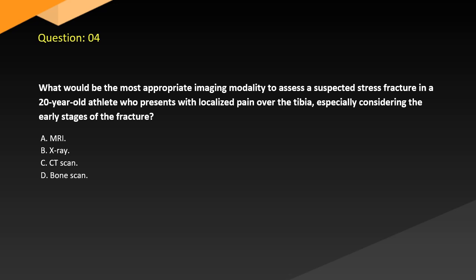Question 4. What would be the most appropriate imaging modality to assess a suspected stress fracture in a 20-year-old athlete who presents with localized pain over the tibia, especially considering the early stages of the fracture? A. MRI. B. X-ray. C. CT scan. D. Bone scan.